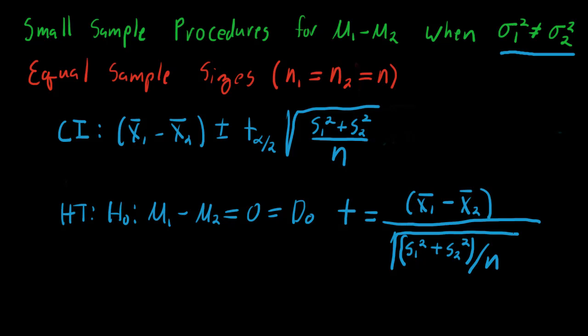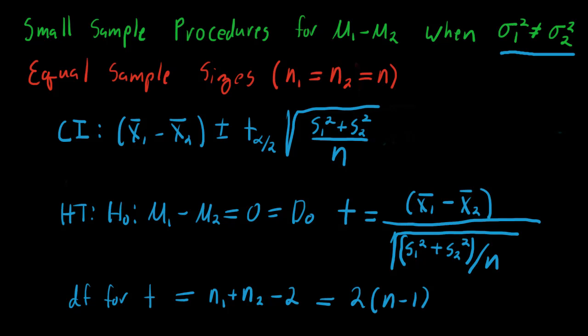And the final piece that we need to know is the degrees of freedom for t. So our degrees of freedom for our t value is equal to our n1 plus n2 minus 2, which is also equal to 2 times n minus 1. So again, that n where n is equal to n1 or n2.